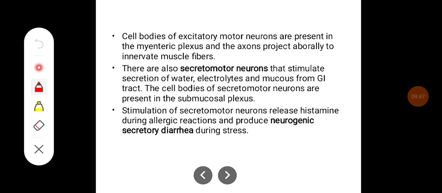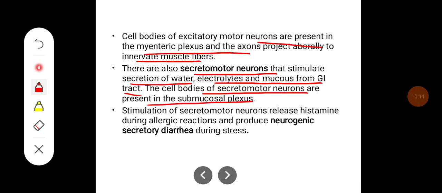Cell bodies of excitatory motor neurons are present in the myenteric plexus, and the axons project orally to innervate the muscle fibers. There are also secretomotor neurons that stimulate secretion of water, electrolytes, and mucus from GI tract. The cell bodies of secretomotor neurons are present in the submucosal plexus. Stimulation of the secretomotor neurons releases histamine during allergic reaction and produces neurogenic secretory diarrhea during stress.